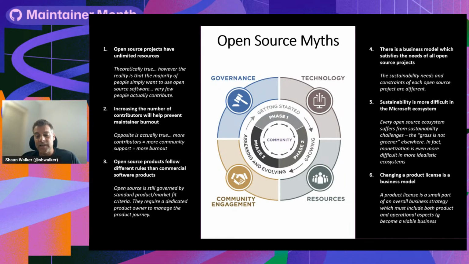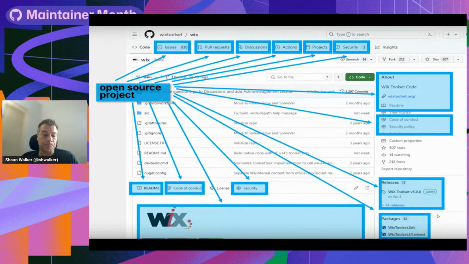And then lastly, I think a lot of open source maintainers seem to believe that simply changing a product license is an entire business model, right? So maybe you licensed your open source project under a very liberal, permissive license, and then you tweak that license so that it has more restrictions on it. Some people believe that, oh, now I have a business model, and that should solve all of my sustainability problems. Well, the reality is a product license is only a small part of the overall picture that you need to consider when you're dealing with your sustainability problem.